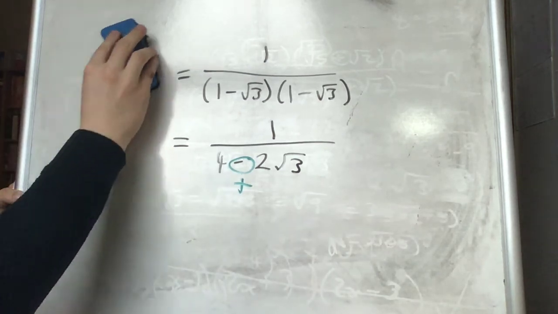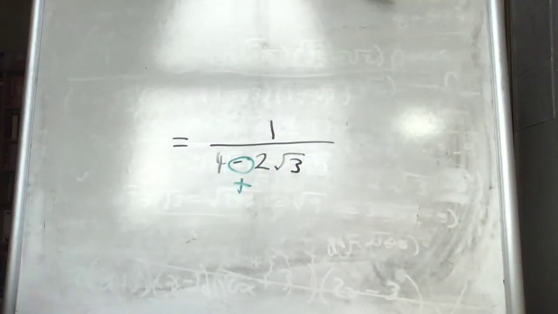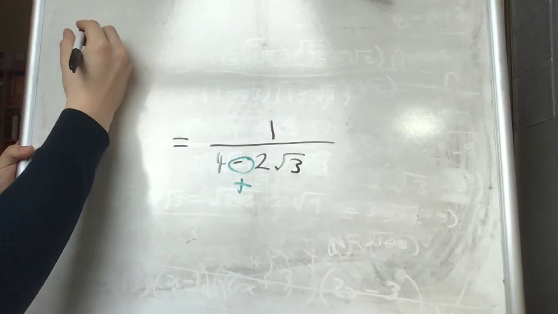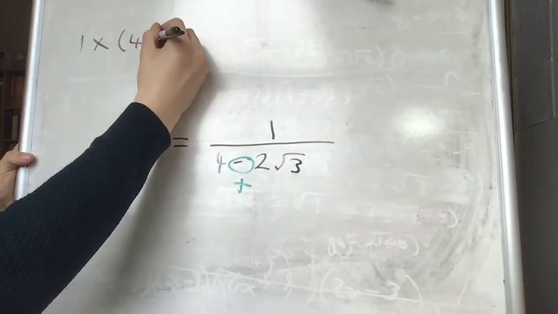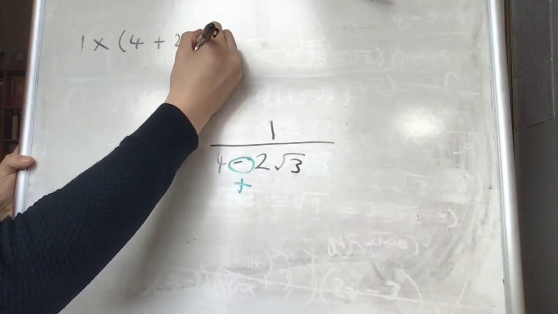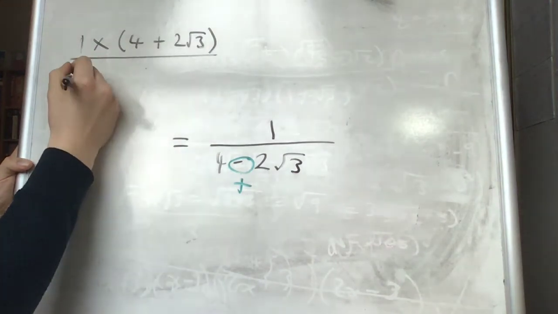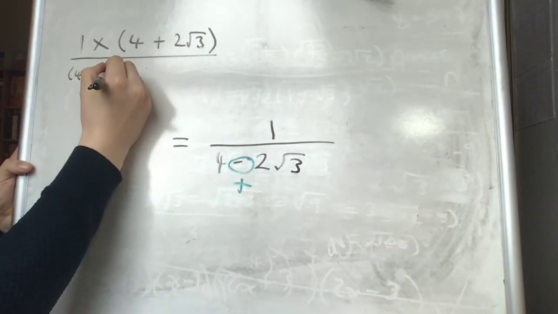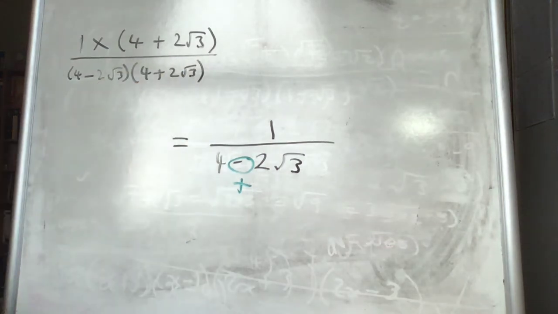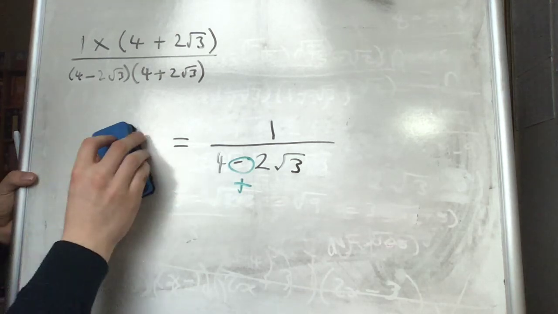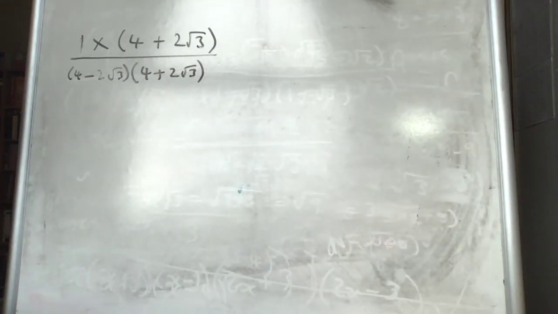So if I just get rid of the top half and just keep that there for our reference, we know that we want to write out 1 multiplied by 4 plus 2 square root of 3, all of that over 4 minus 2 square root of 3 multiplied by 4 plus 2 square root of 3. Okay, so that's now our new expression that we want to use. We've multiplied both the numerator and the denominator by 4 plus 2 square root of 3. And now all I want to do is to rationalise this further.